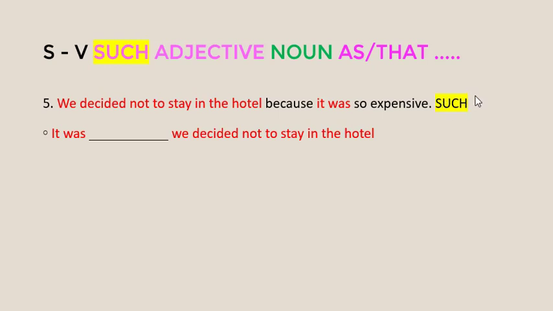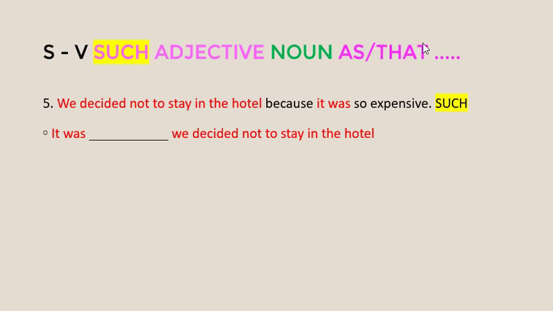Based on the clue "such", we know that we have to use this pattern: subject, verb, such, adjective, noun, as or that. We have to pick one of the two options. It depends on the meaning. "As" means like, "that" means as a result.